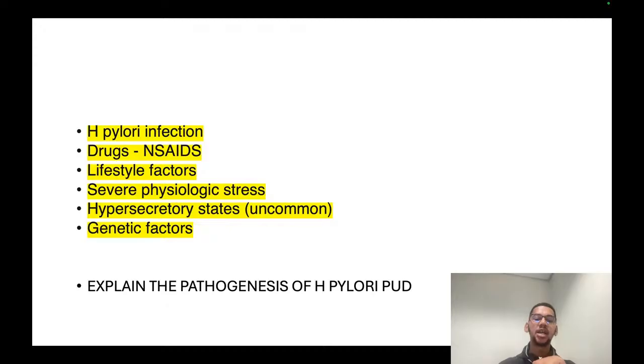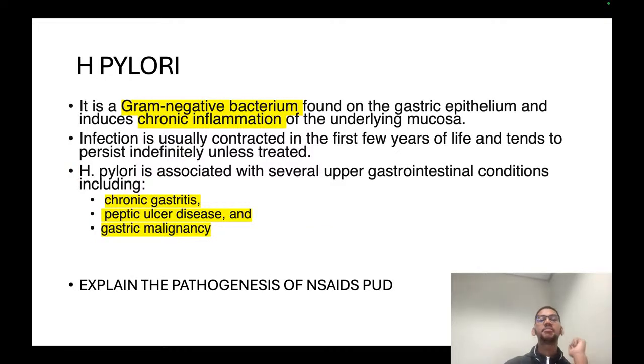Looking at H. pylori, what is the pathogenesis of H. pylori peptic ulcer disease? Remember that H. pylori is a gram-negative bacterium found on the gastric epithelium and induces chronic inflammation of the underlying mucosa. An infection is usually contracted in the first few years of life and tends to persist indefinitely unless treated. H. pylori is associated with severe upper GI conditions, which include chronic gastritis, peptic ulcer disease, as well as gastric malignancy. So it's almost like a triad of conditions which can be caused by H. pylori infection.